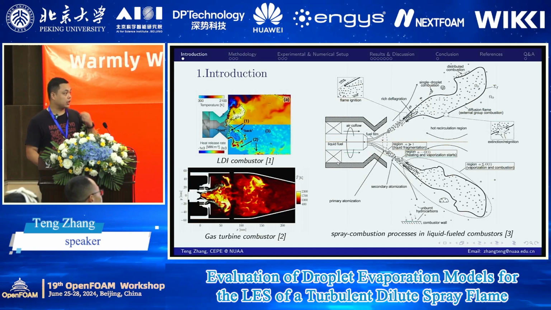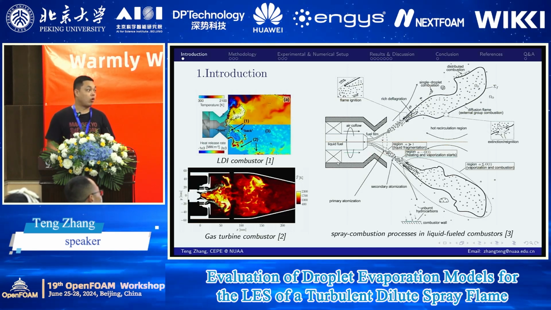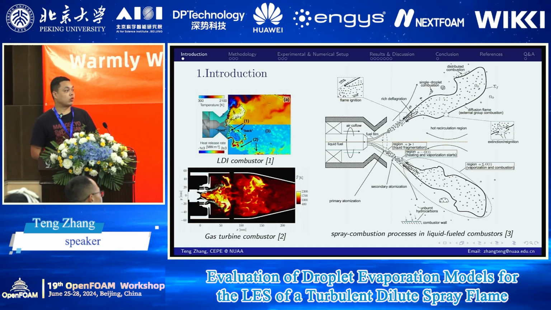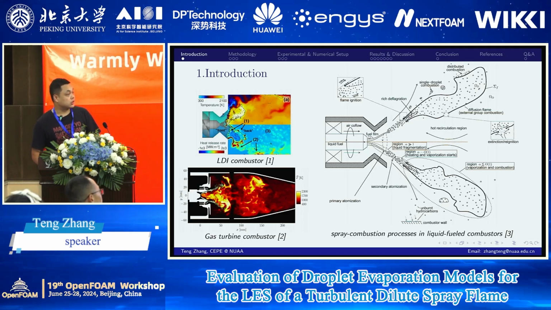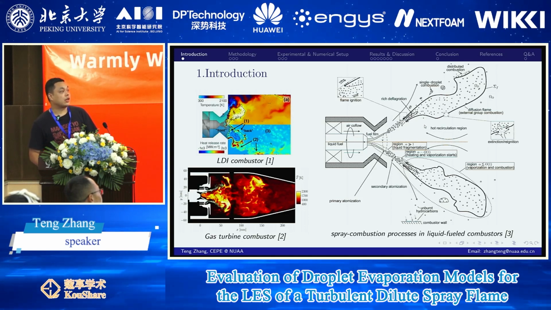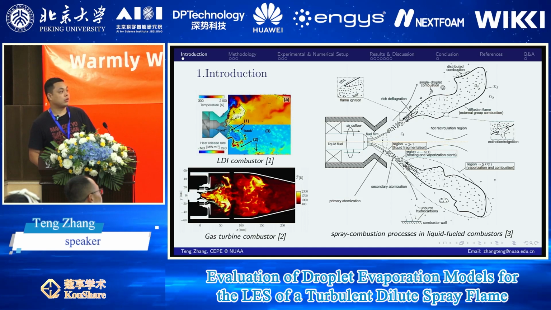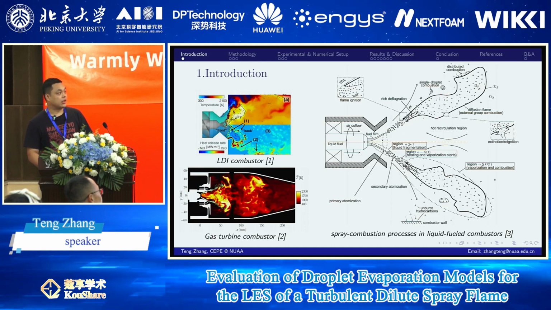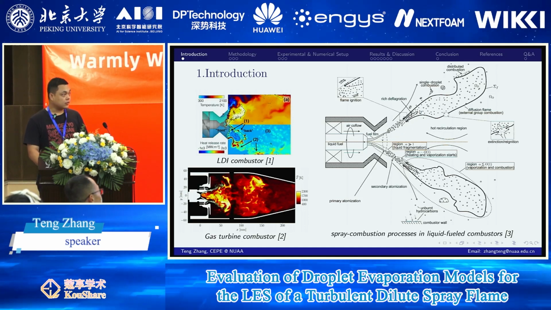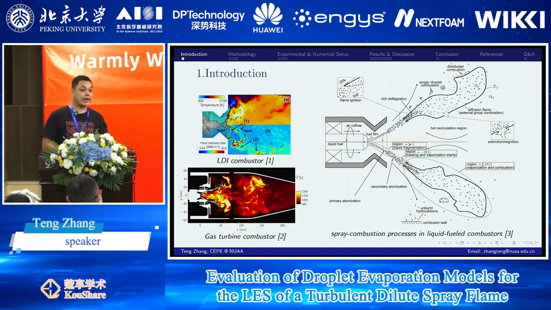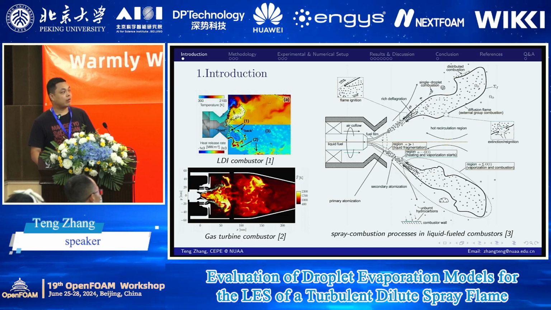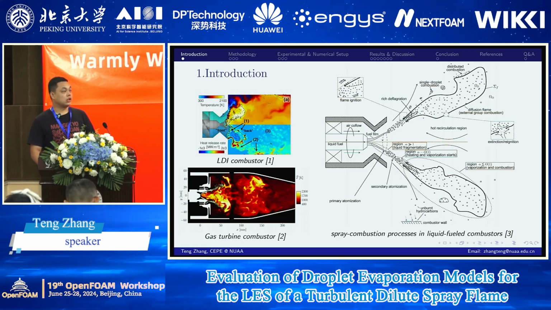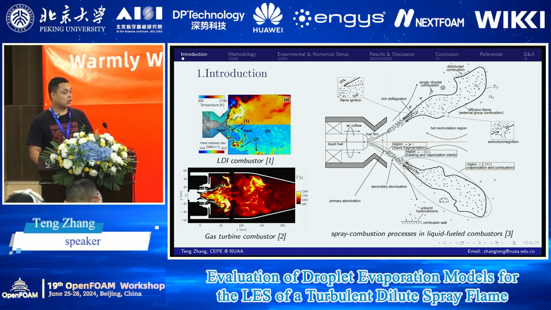This figure shows the complex processes involved in spray combustion for liquid fueled combustors. As we can see, the spray film is injected from the atomizer into the combustor, and the spray breaks up into small droplets downstream because of the interaction of turbulence and spray. The small droplets evaporate into fuel vapor in the hot gases.